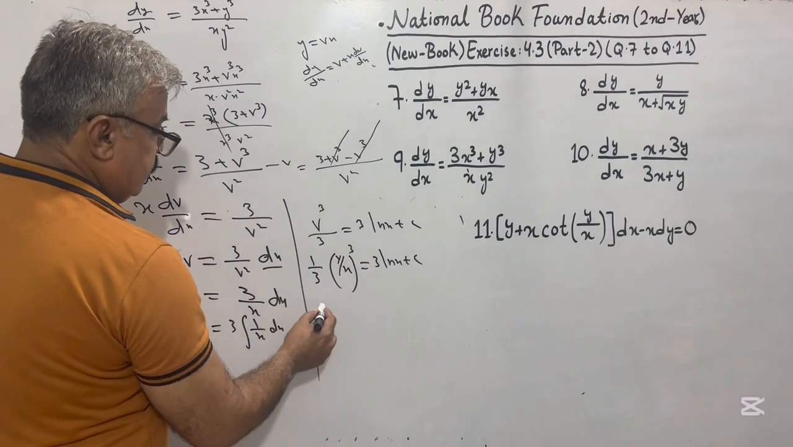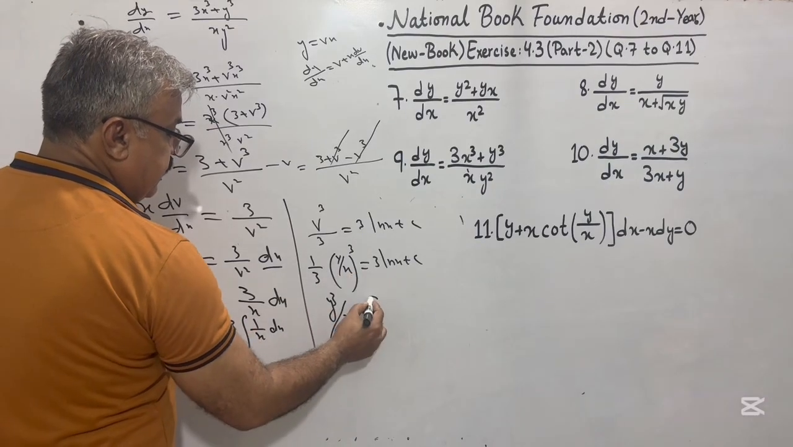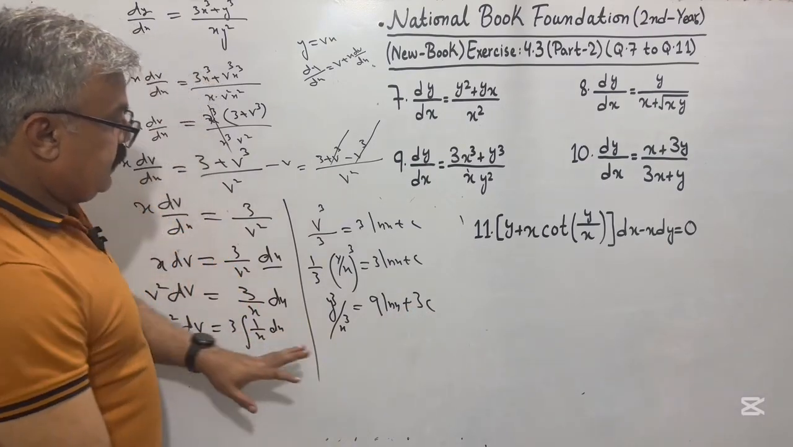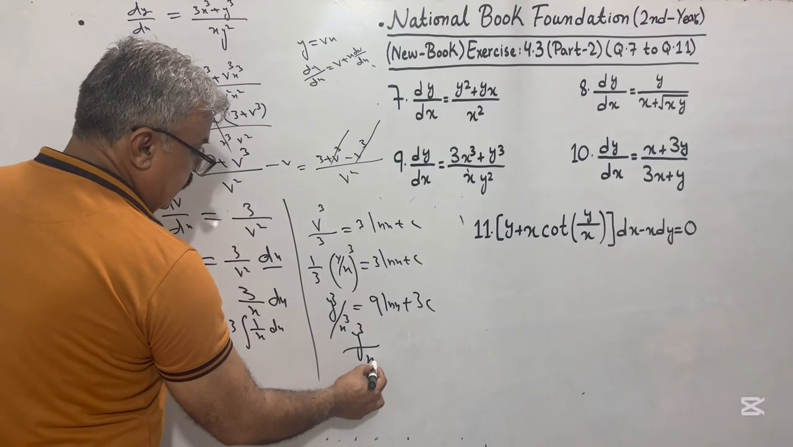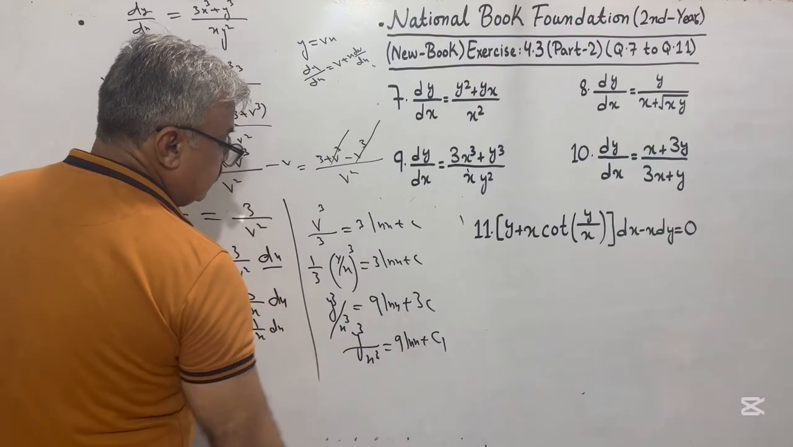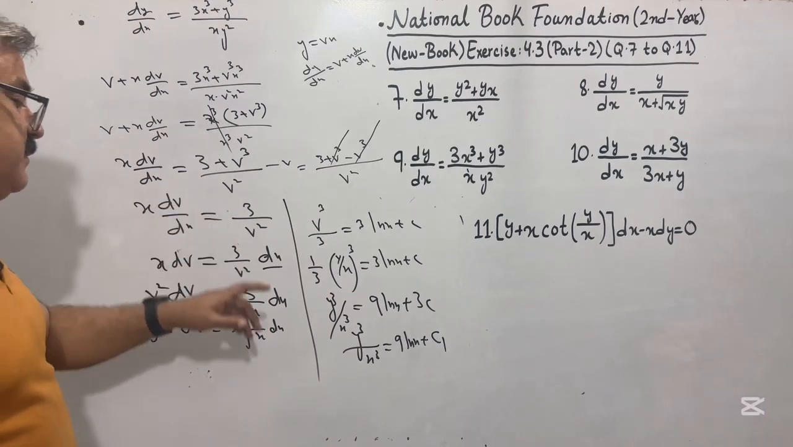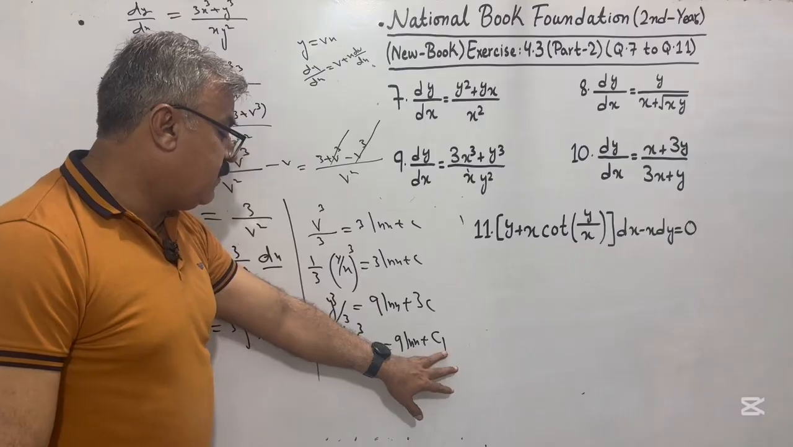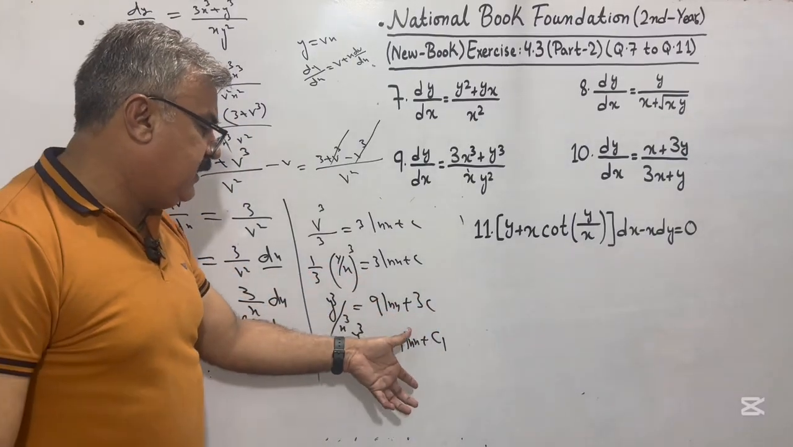Okay, cool. Shift 3 over there, and let me share with you a good point. It will become 9 ln x plus 3c. You see, there is no 3c, only c, because multiplication of a constant with a constant gives another constant. Add constant to constant, we get a constant. Divide constant by constant, we get a constant. Divide, multiply, add, subtract constant with constant, we get a constant. Most effectively, it is only written c.